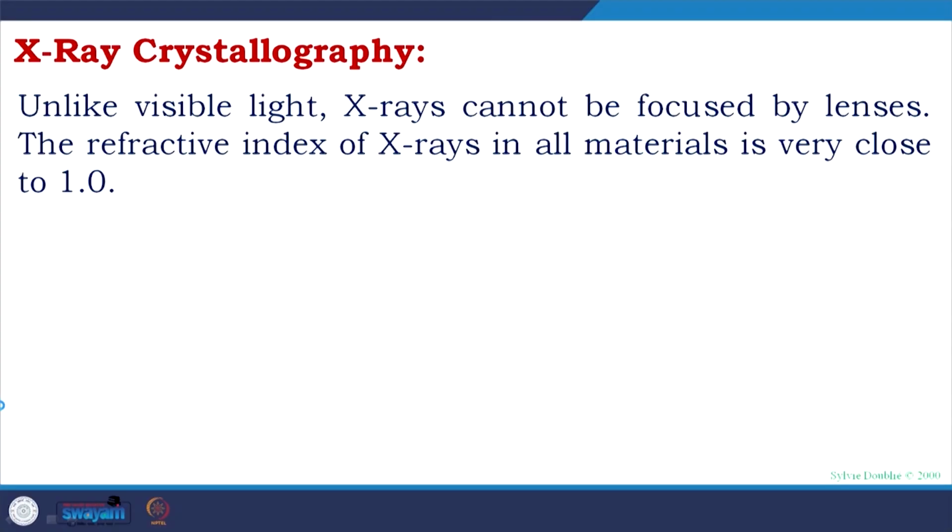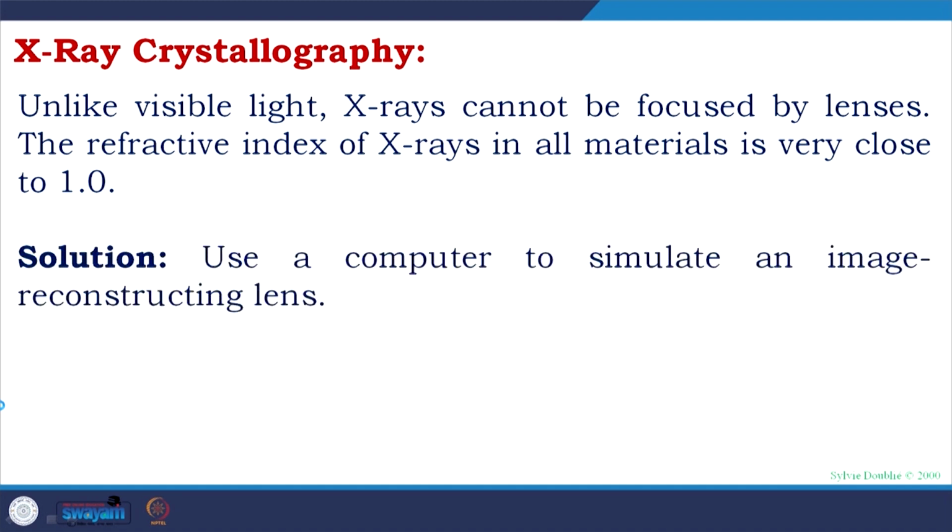Unlike visible light, X-ray also cannot be focused by a lens. The refractive index of X-ray in all materials is very close to 1. So, you cannot make a difference.